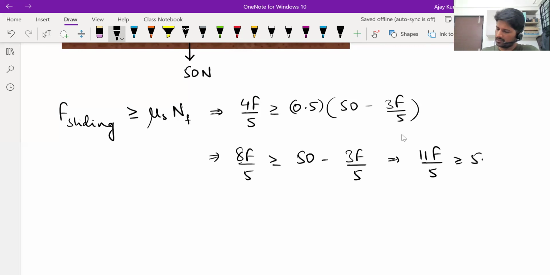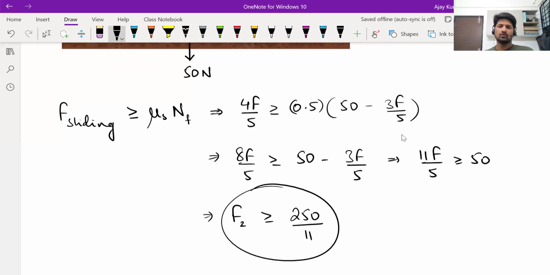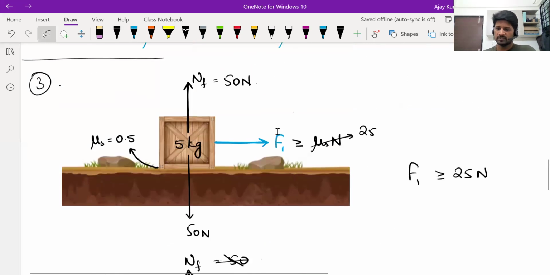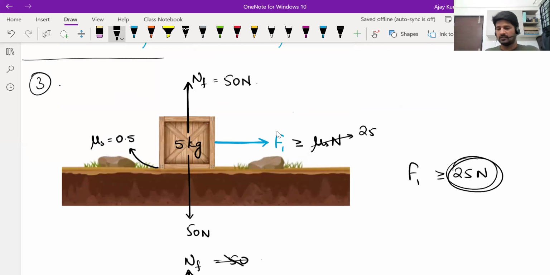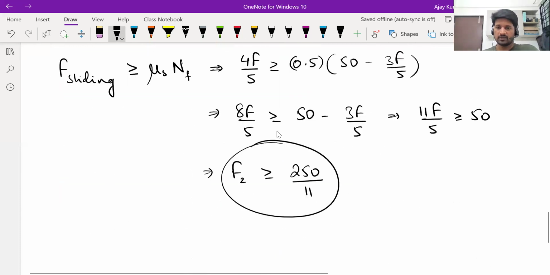Greater than or equal to 50 newtons. That means F, that is F2, should be greater than or equal to 5 into 50, which is 250, divided by 11. Okay. 250 by 11, is it more than 25? Because in the previous case, when you dragged it horizontally, the required effort was at least 25 newtons. Now the required effort is at least 250 by 11. Is this more than 25 or less than 25? We just need to know that much.